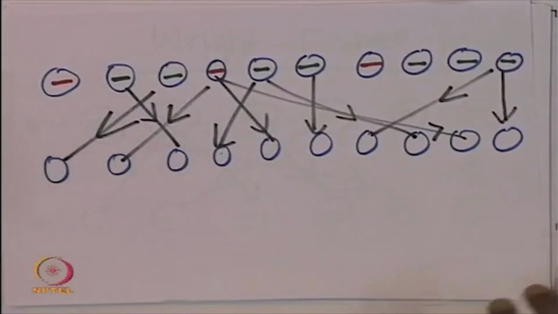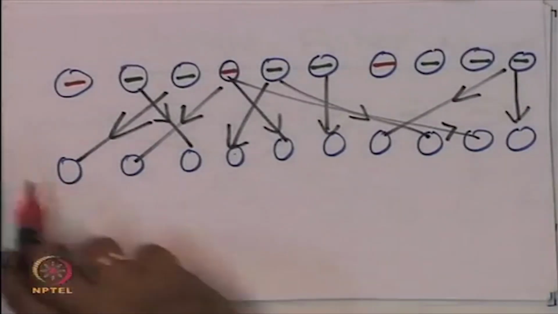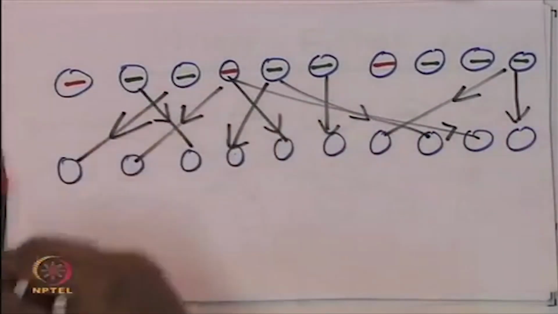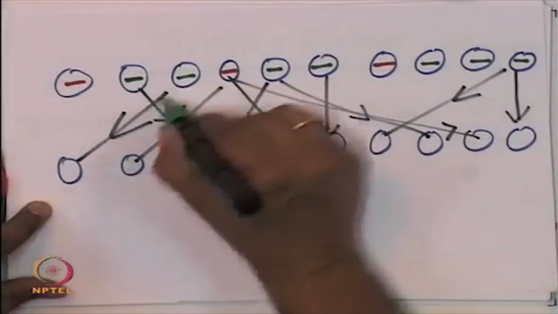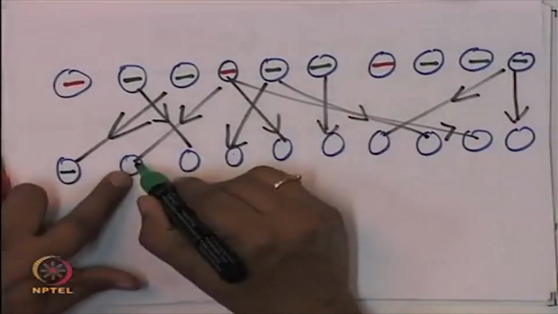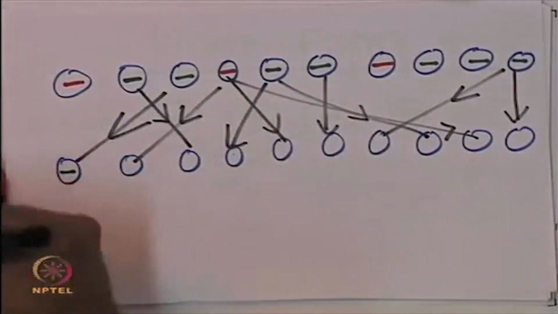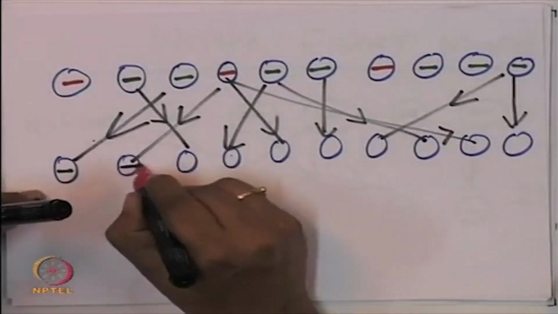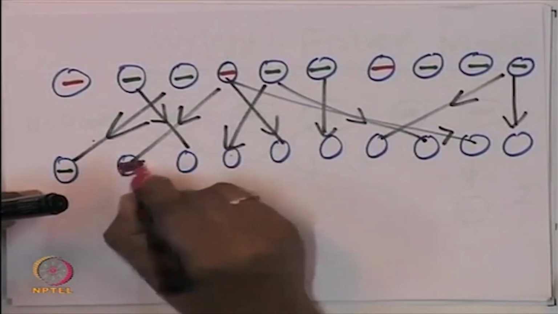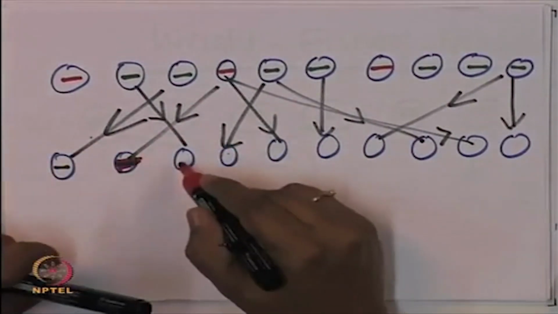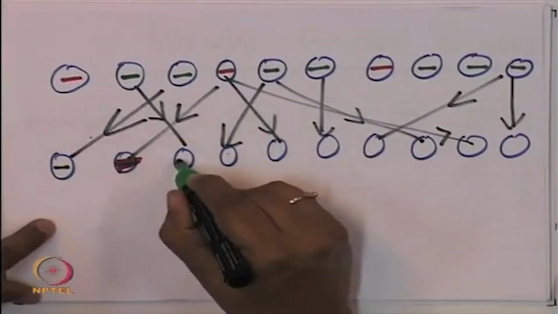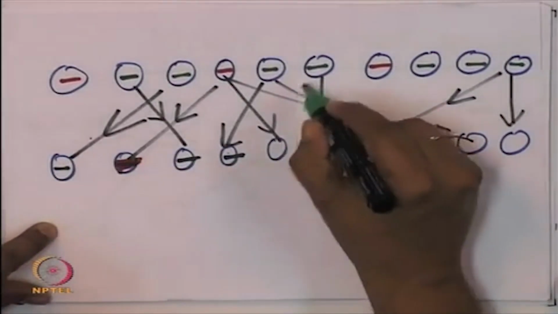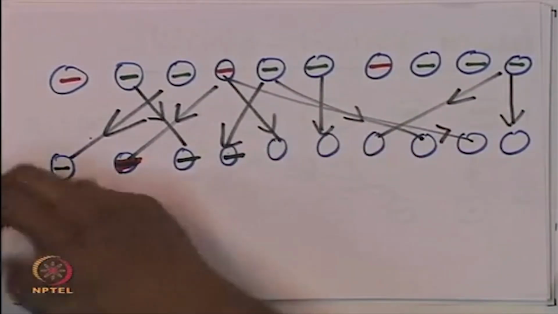So, now let us look. This one is inheriting a green one, so let me draw a green here. This is inheriting from a green one. So, green. This is inheriting from a red one, so it is a red one. And this is inheriting from a green one, so I draw a green. This is inheriting from a green, so I draw a green. This is inheriting from a red, so I draw a red here.